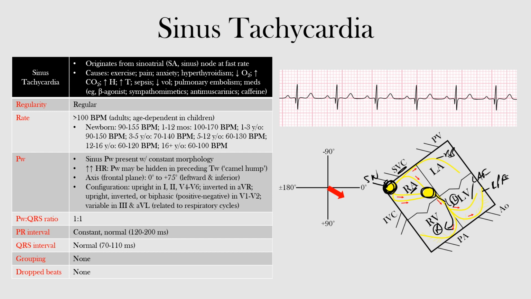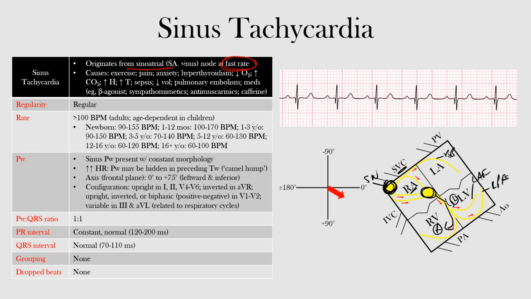Okay, so let's go through our chart here and make sure we don't miss anything. So again, it originates in the sinoatrial or SA node. Okay, that's one of the main things here. The thing that differentiates it is the fast rate. Okay, the fast rate of this rhythm. Some causes, we mentioned exercise can be one. Okay, if you're exercising, you're increasing the heart rate, you're increasing your cardiac output. So in order to compensate for that, the rate goes up.